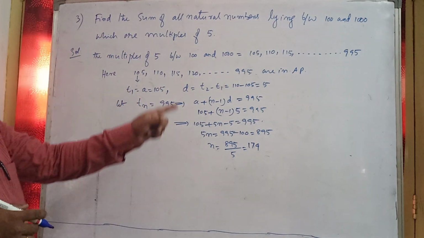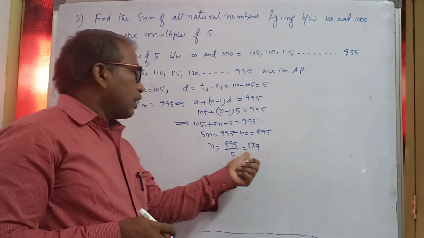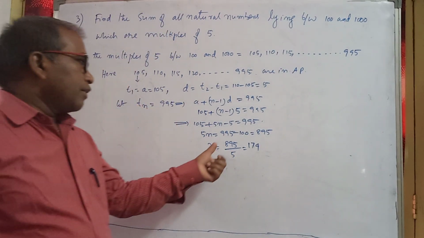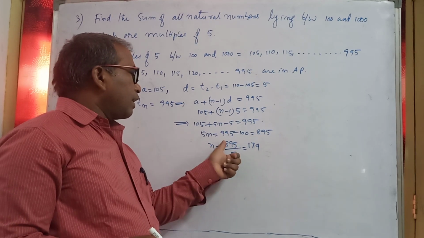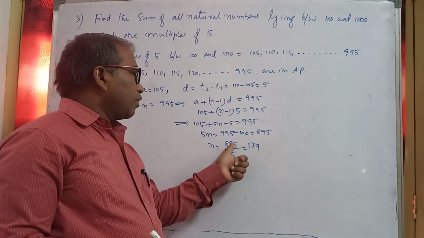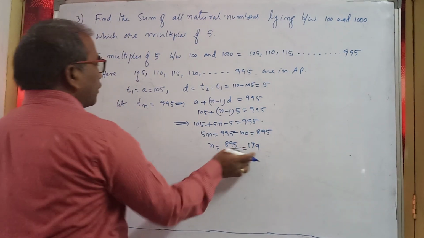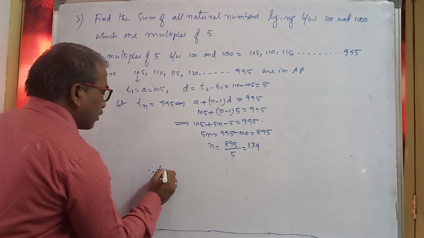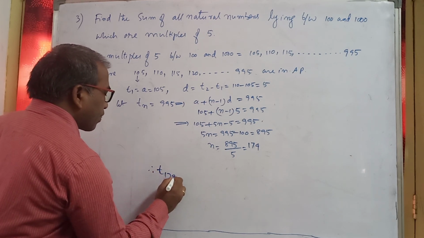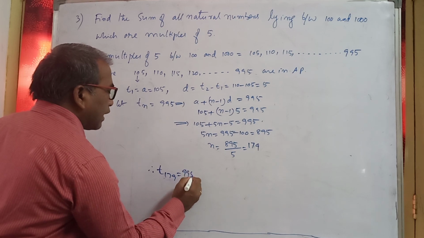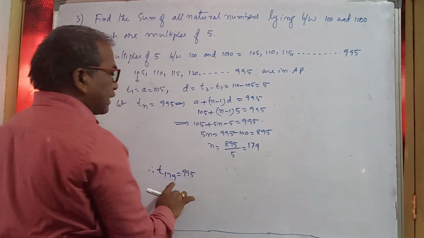So between 100 and 1000 you will get 179 terms, or multiples of 5. Remove 100, 895; 5 ones are 5, 39, 5 sevens are 35, 5 nines are 45. So n also we know. Therefore T179 is 995. That means this is the 179th term.